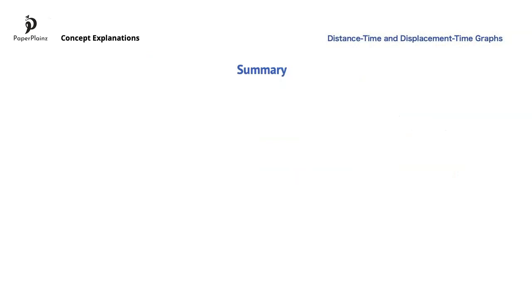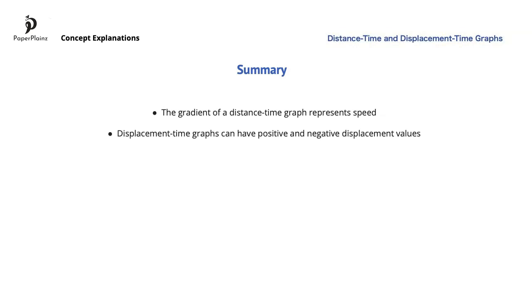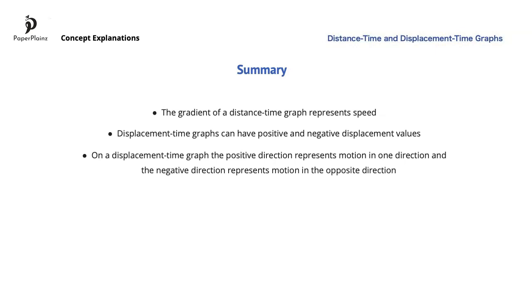Let's summarize what we have learned in this video. We have seen that the gradient of a distance-time graph, and in fact of a displacement-time graph as well, represents speed. We mentioned that displacement-time graphs can have positive and negative displacement values. We discussed that on a displacement-time graph, the positive direction represents motion in one direction and the negative direction represents motion in the opposite direction. We have added that these directions are chosen arbitrarily.